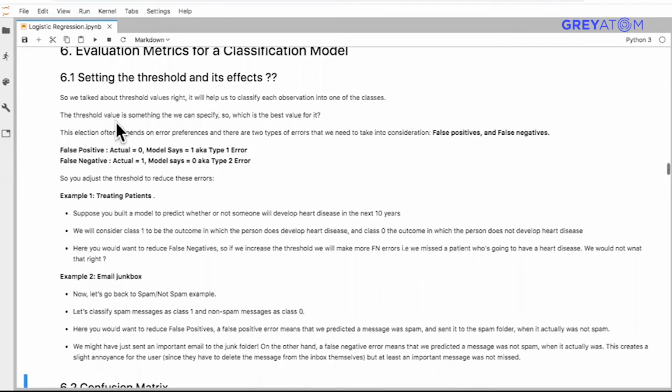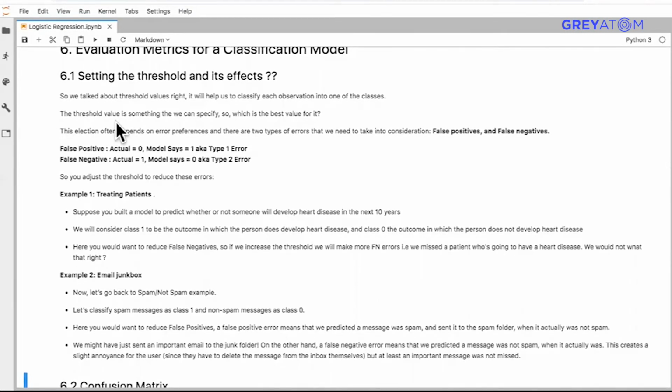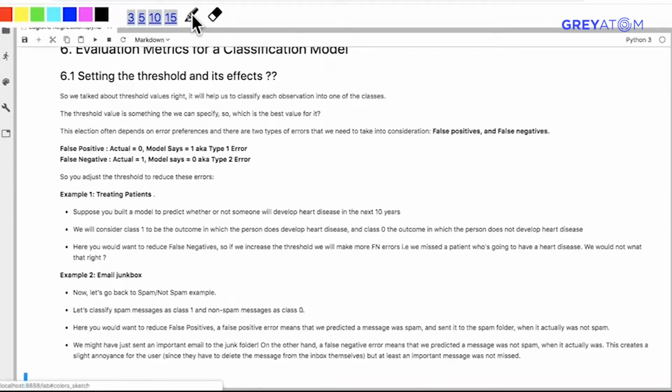finalize the threshold value, because threshold value will actually make a difference. If we choose different threshold values, the errors would change a lot. So the selection of this threshold value actually depends on two types of errors: false positives and false negatives. Let me explain what these kinds of errors are. To reduce these errors, we choose different threshold values.